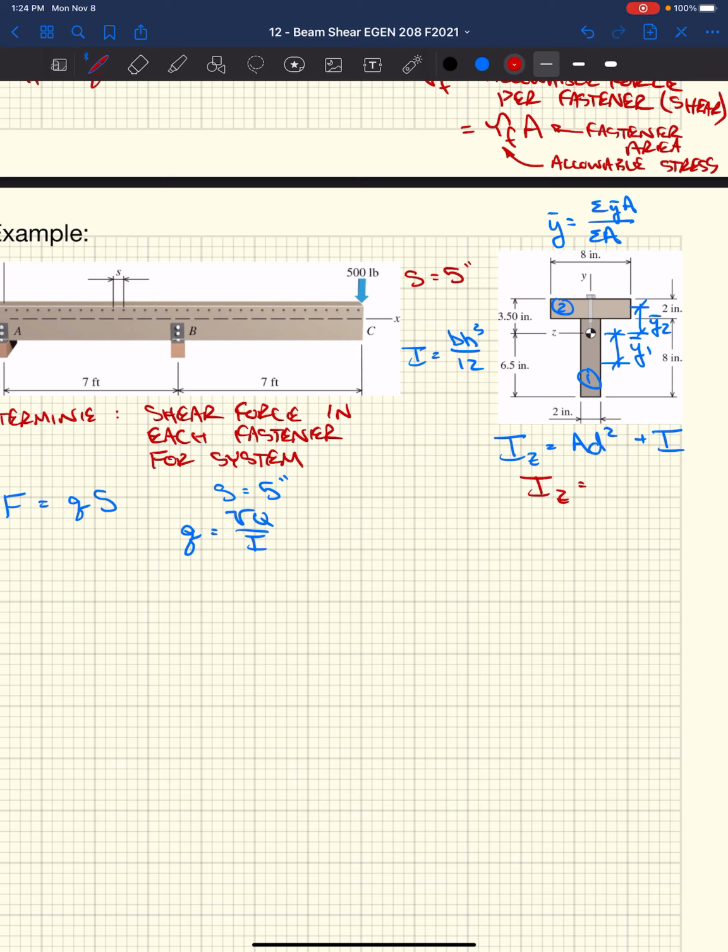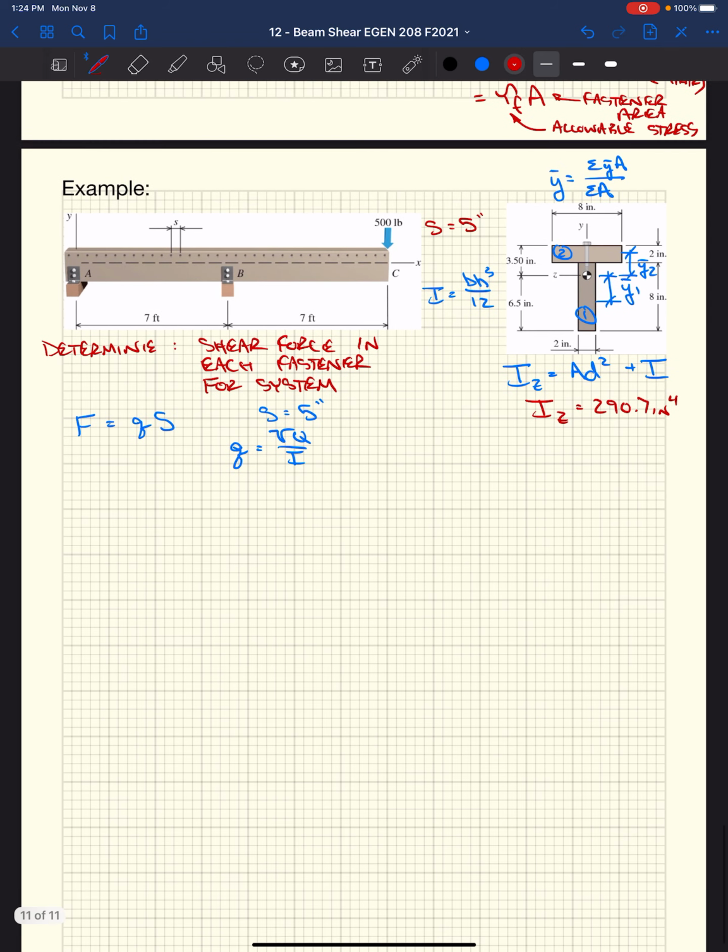We would get a moment of inertia of 290.7 inches to the fourth, hopefully. So that's our moment of inertia.